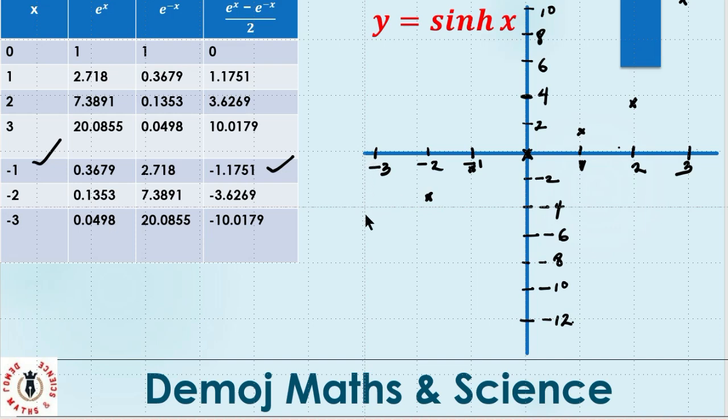And when x is at minus 3, then it is at minus 10. It's at minus 10. That means it's at somewhere below here at minus 10. Now we can easily draw the graph and see what it looks like.